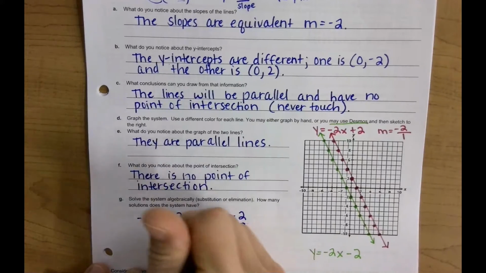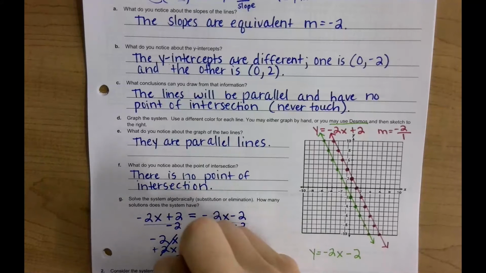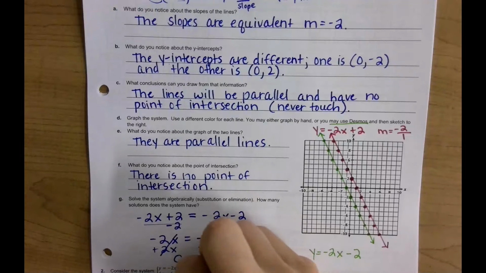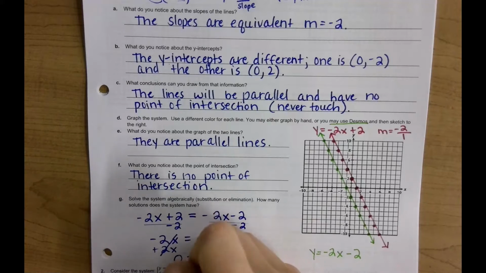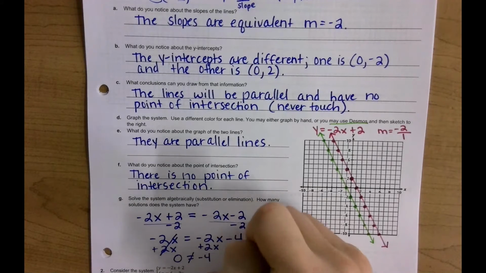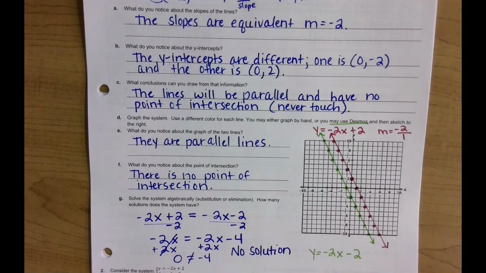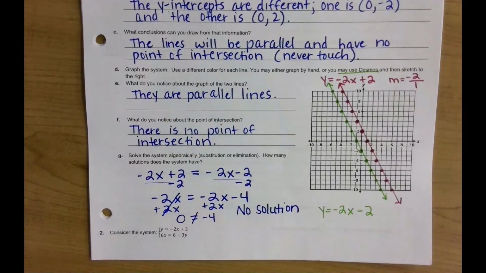Now, when you cancel something out and you're left with nothing on that side, you still need to write a number. You need to write 0 equals negative 4. 0 does not equal negative 4. So that means there's no solution to this system. And that's what we get when we have parallel lines. If there's no point of intersection, then there's no solution, because the solution is where both lines intersect. So this proves it algebraically.